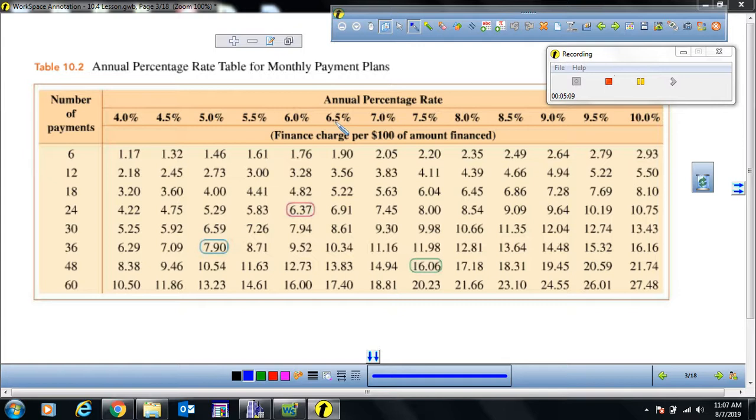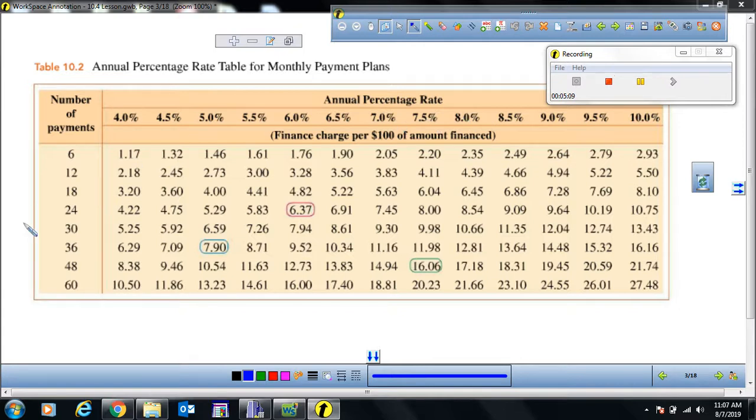What this table calculates is the annual percentage rate table for a monthly payment. So you need to know the number of payments, or the total number of months that you're going to have to repay the loan, and you need to know the interest rate that the bank or the lender is going to be charging.